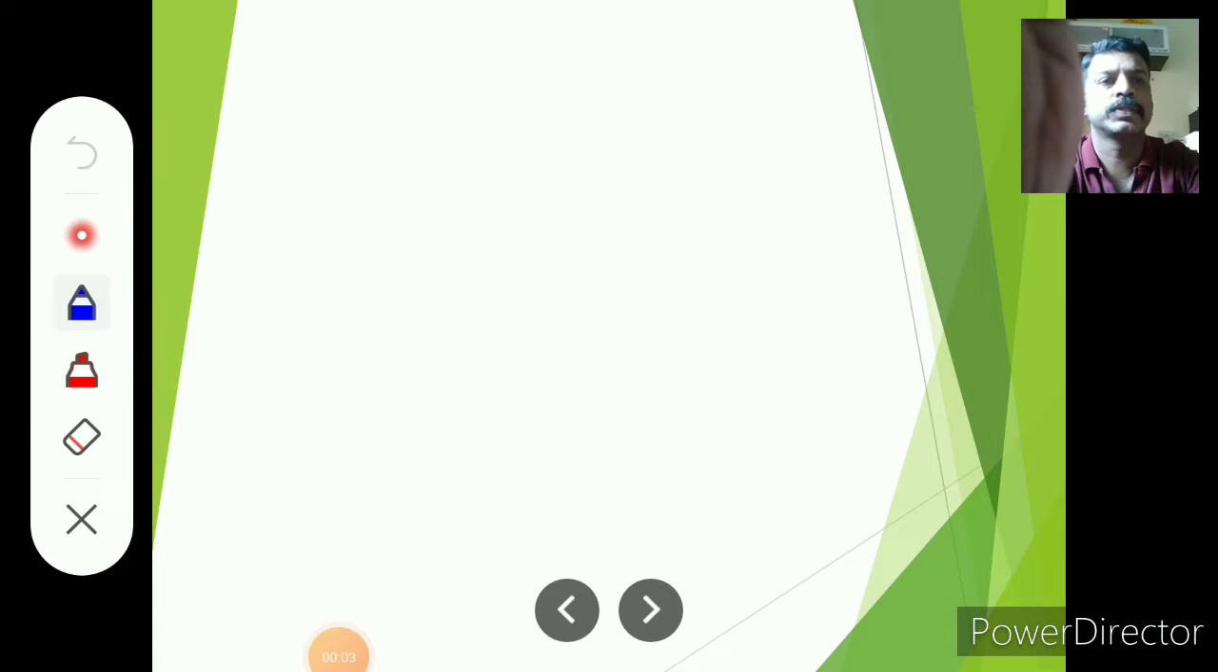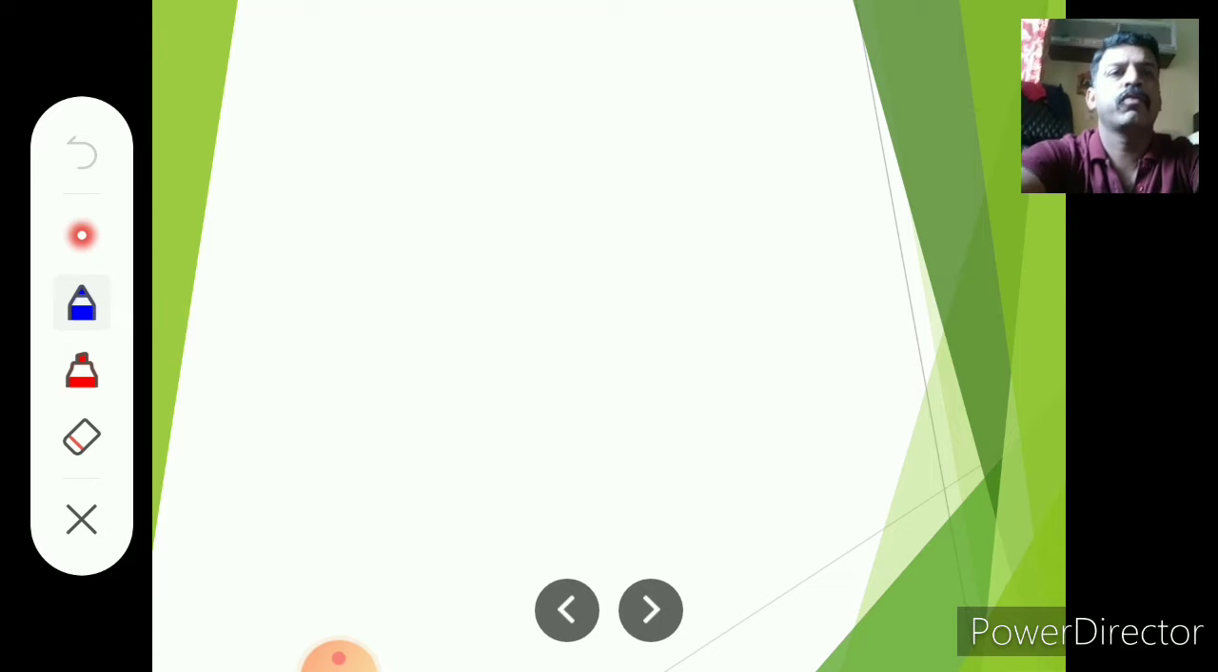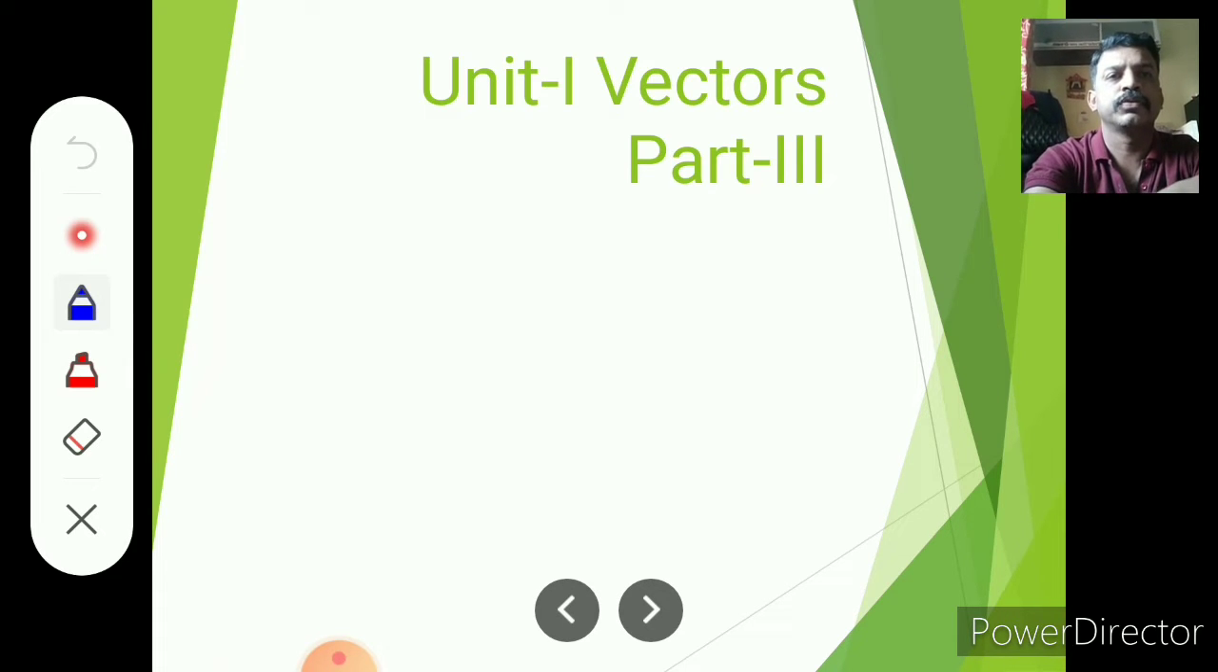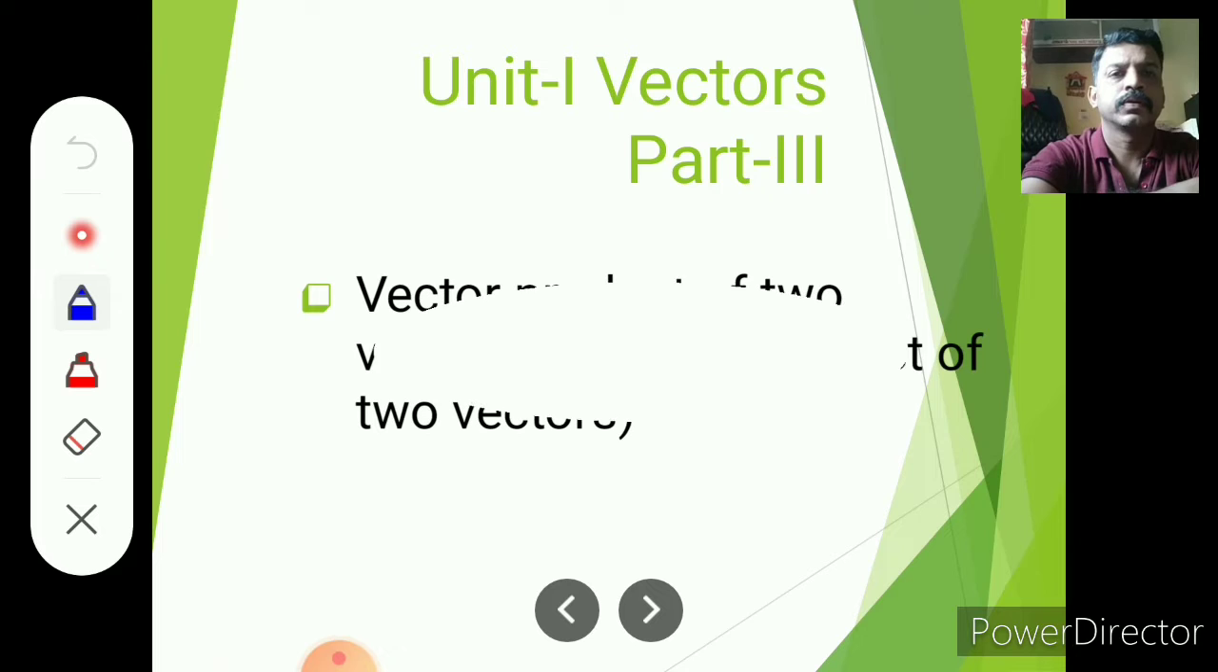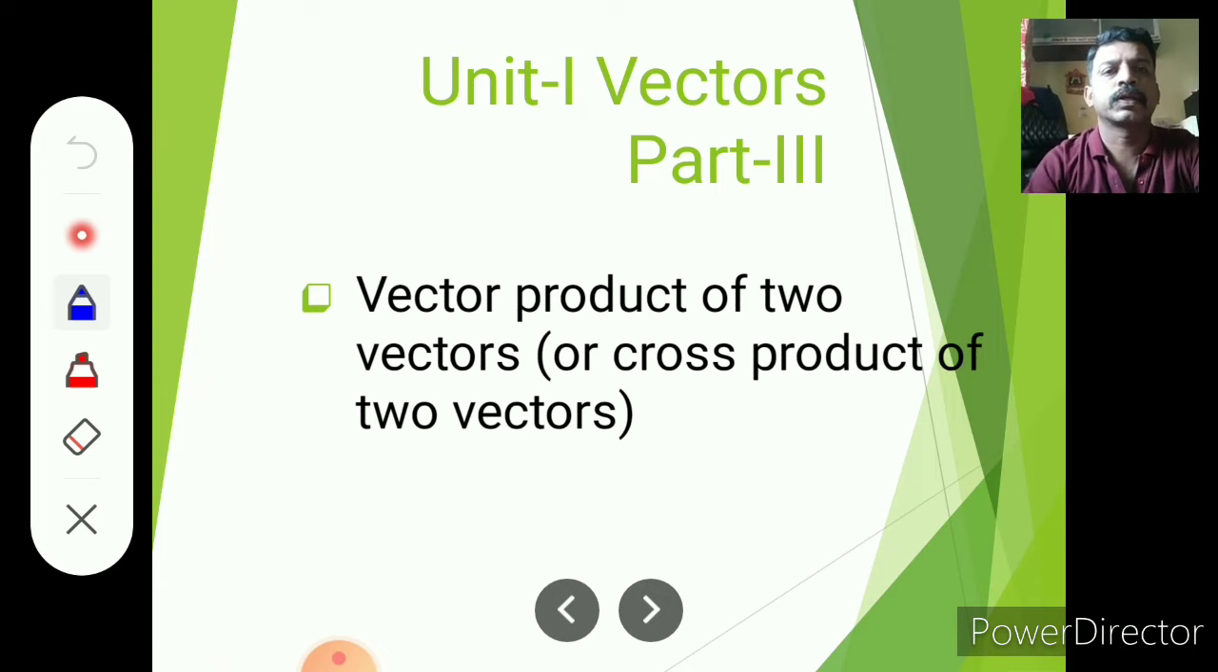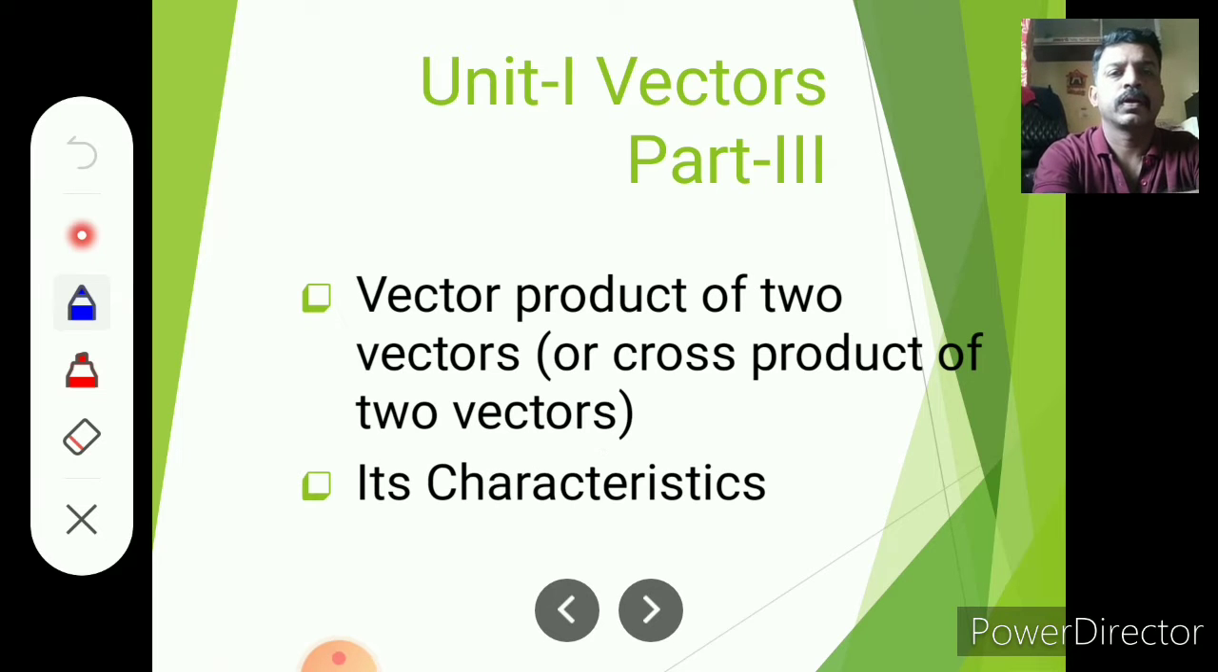Hello friends, today we see the next portion of PN junction diode, unit vector 3. In this part we see the vector product of two vectors, that is the cross product of two vectors, and its characteristics.